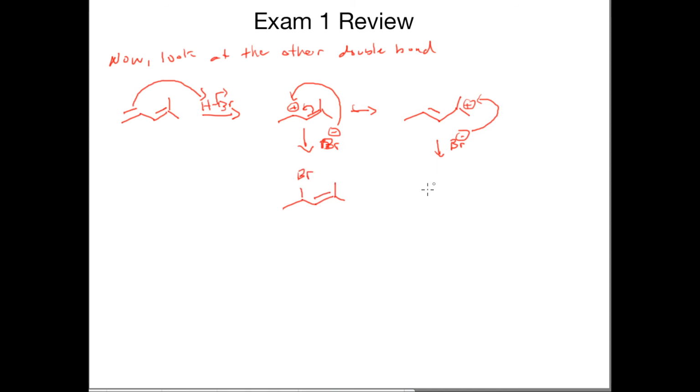Now what I can immediately see is that my 1,2 adduct, the one on the left here, is actually the more highly substituted double bond. So in this case, this 1,2 adduct is both the kinetic product and the thermodynamic product.